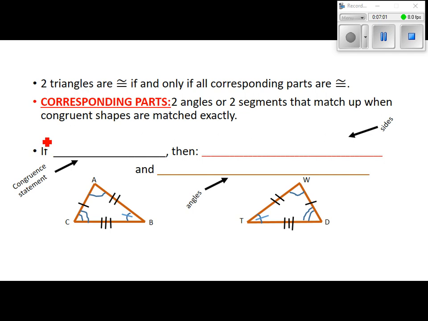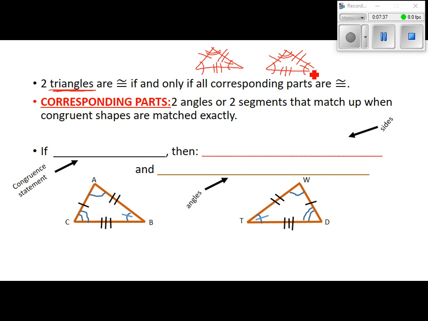Next, two triangles are congruent if and only if all the corresponding parts are congruent. So all that's saying is if I have these two triangles, the only way that these two triangles are congruent is if these sides are congruent, these sides are congruent, these sides are congruent, this angle is congruent to that angle, this angle is congruent to that angle, and this angle is congruent to that angle. So all the parts have to match up for them to be congruent.